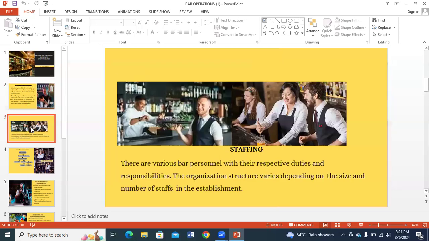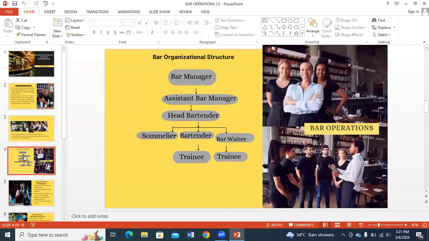When we move to the next slide, we have the staffing. Depending on the various establishments, according to their size and even numbers of staff, it can vary, as some are large and others are small. Today we look at the small type of restaurant, where the restaurant includes very few staff members. So their organization structure will be very small, as they do not have a large number of staff.